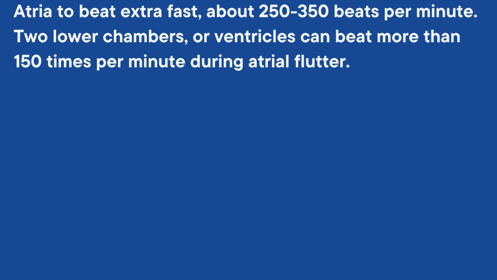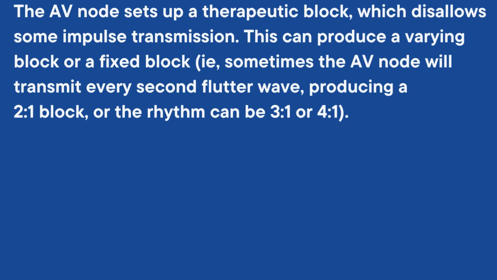It causes both of our atria to beat extra fast, about 250 to 350 beats per minute. That in turn causes our heart's two lower chambers, or ventricles, to pick up the pace as well. They can beat more than 150 times per minute during atrial flutter. By contrast, a normal heartbeat is 60 to 100 beats per minute. An important feature of this dysrhythmia is that the AV node sets up a therapeutic block which doesn't allow some impulse transmission. This can produce a varying block or fixed block.